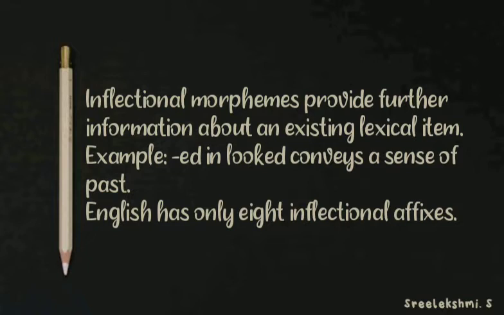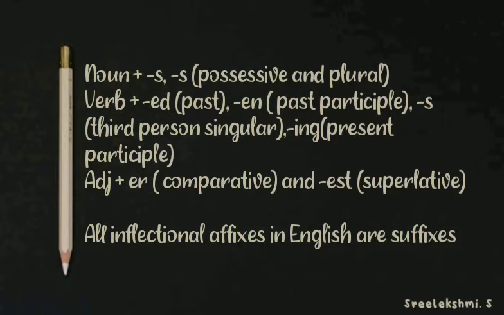An inflectional morpheme provides further information about an existing lexical item. Example, ed in looked conveys a sense of the past. English has only 8 inflectional affixes. Noun plus s: plural and possessive. Verb plus ed gives the past. En: past participle. S: third person singular. Ing: present participle. Then adjective plus er: comparative, and est: superlative. All inflectional affixes in English are suffixes.